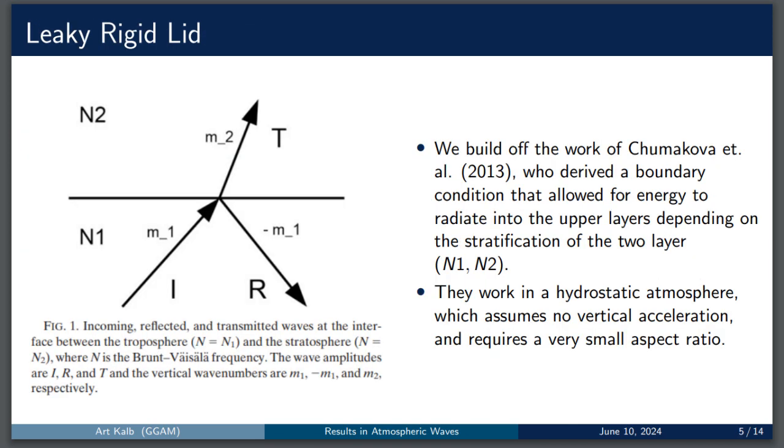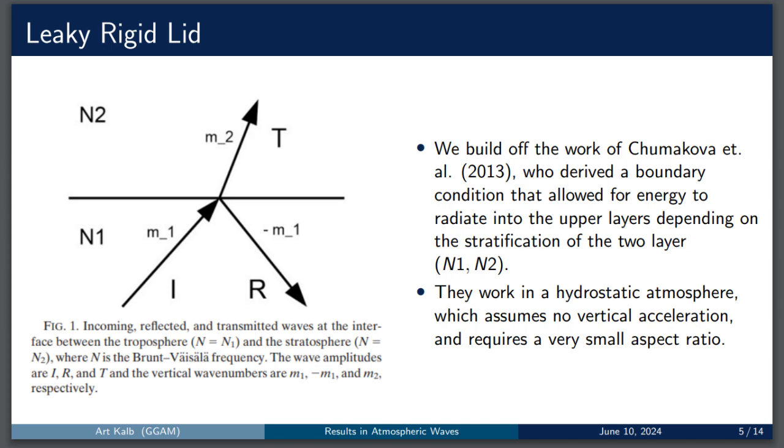However, this assumption is not perfect. The rigid lid assumes the stratosphere to be a wall which stops everything. In reality, it is much closer to a steep ramp, which reflects much of a wave back, but allows some of it to leak out and stay in the stratosphere. This left diagram captures what happens quite well, with the incoming ray being transmitted into the stratosphere and the rest being reflected back. This diagram comes from the work of Chumakova et al., who devised the original leaky rigid lid boundary condition that depended on the stratification of the two layers, parametrized by the Brunt-Väisälä frequency n.